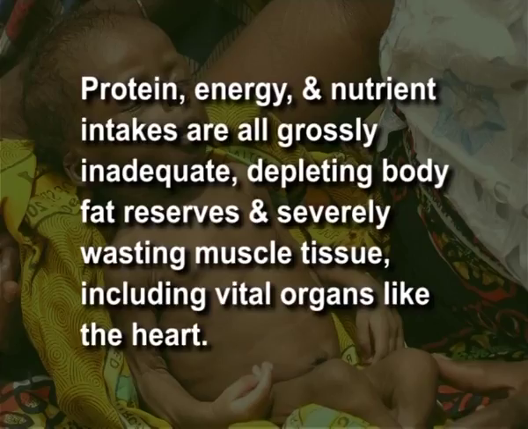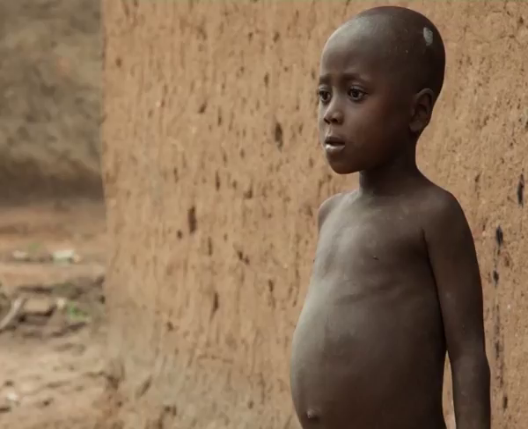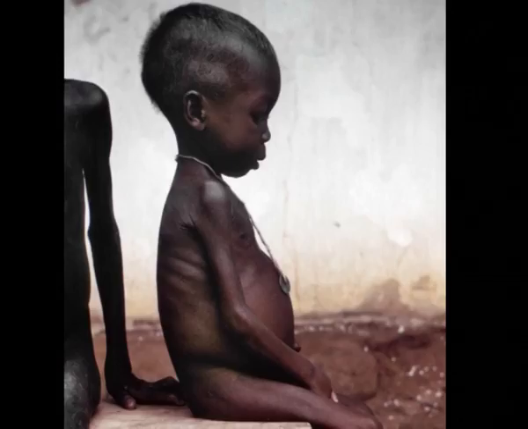Protein, energy and nutrient intakes are all grossly inadequate, depleting body fat reserves and severely wasting muscle tissue, including vital organs like the heart. Growth slows or stops and children are both short and very thin for their age. Metabolism slows and body temperature drops as the body tries to conserve energy. Marasmus occurs most often in infants and in children 6 to 18 months of age. It can also occur in adults who have cancer or are experiencing starvation.